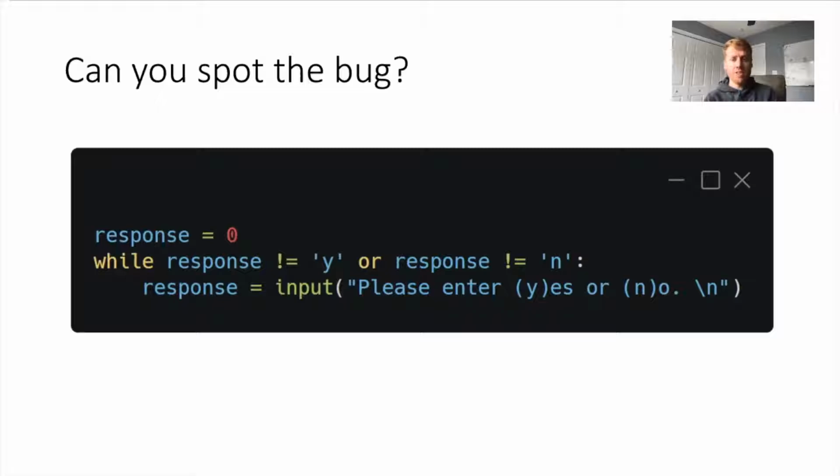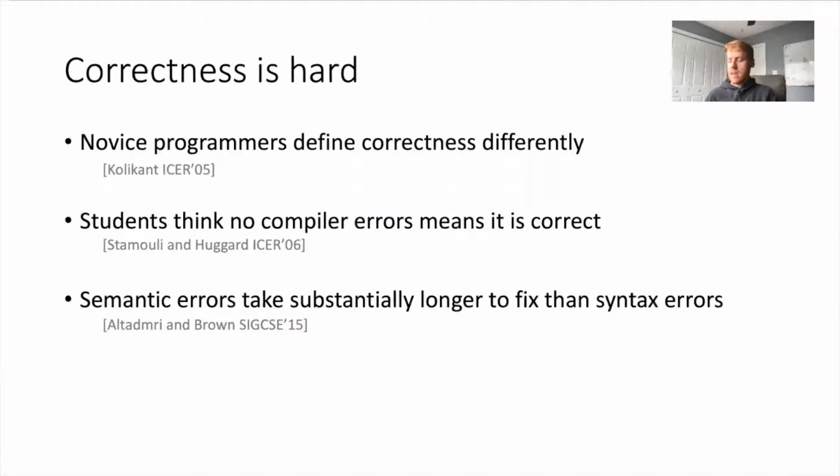These types of mistakes are known as semantic errors. It compiles, but it does not behave the way in which the programmer expects. And program correctness is particularly challenging for novices because they have a different definition of correctness than professional programmers do, according to one study. In fact, another study reported that students believe their code is correct when there are no more compiler errors.